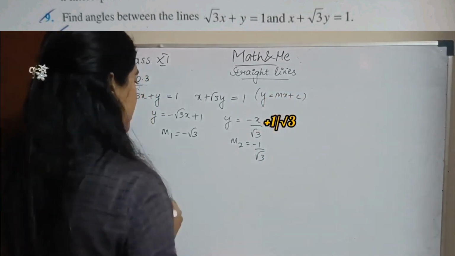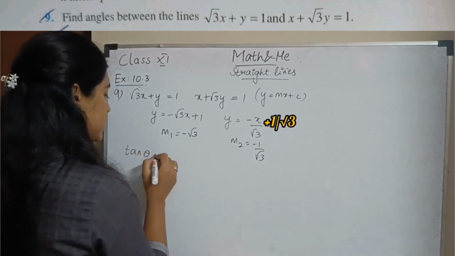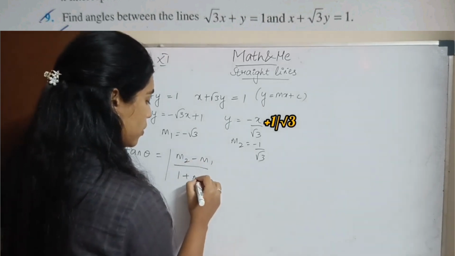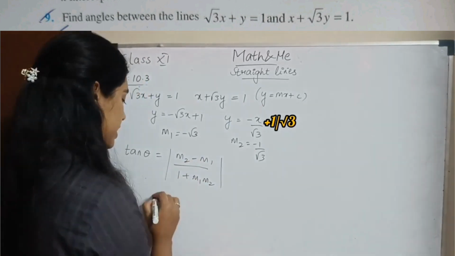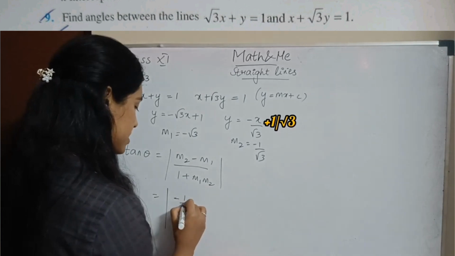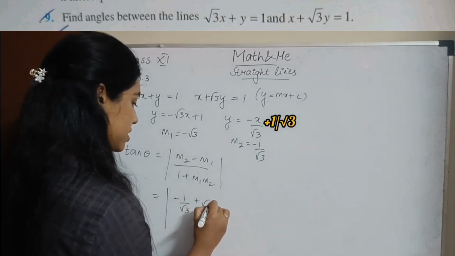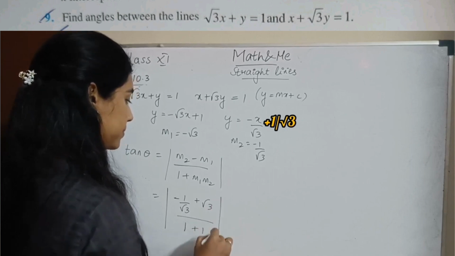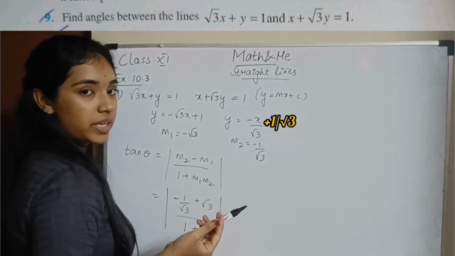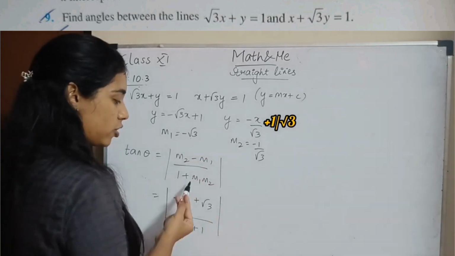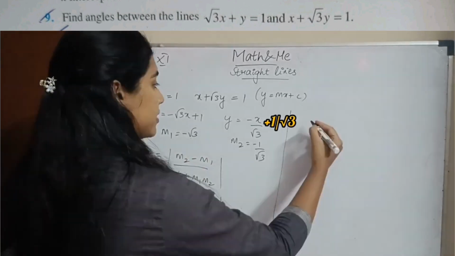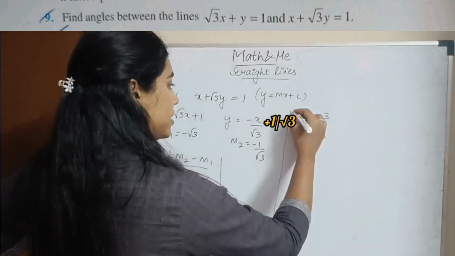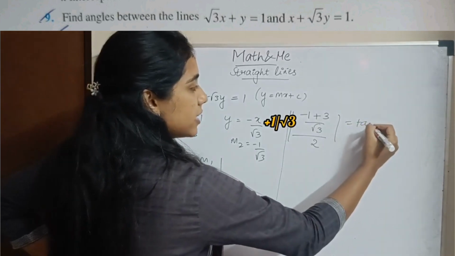Correct? Now what is the angle between the two lines? Tan theta equals m2 minus m1 divided by 1 plus m1 m2. Right? What is your m2? Minus 1 by root 3 plus root 3 divided by 1 plus 1. Root 3 times 1 by root 3 is 1. Minus into minus is plus, and you already have a plus here. So what do I get? I get minus 1 plus 3 divided by root 3, whole divided by 2. So that's my tan theta.